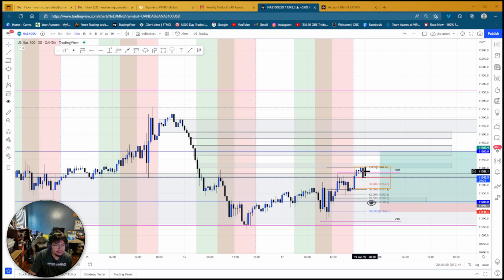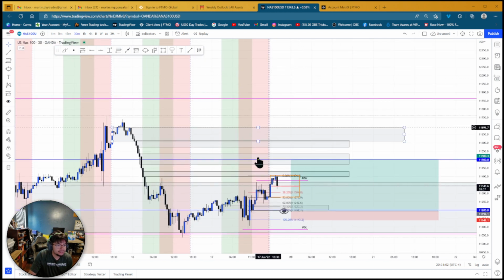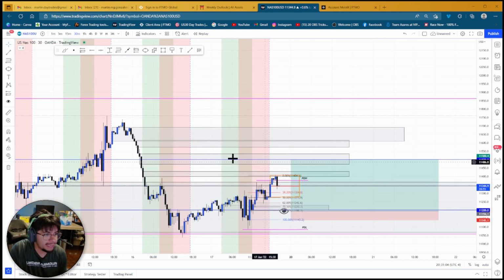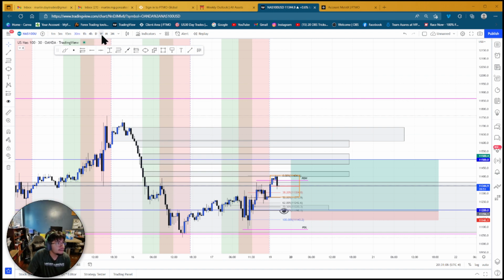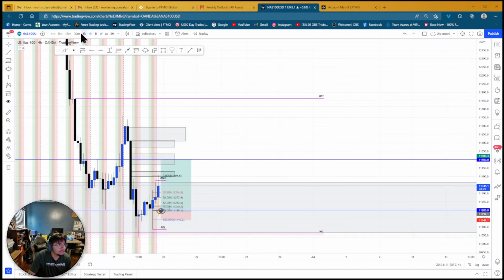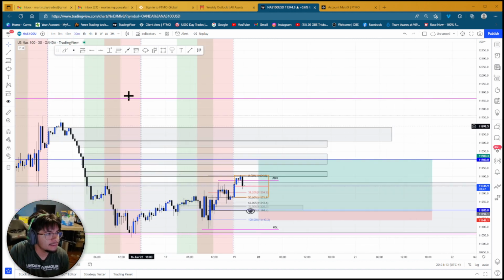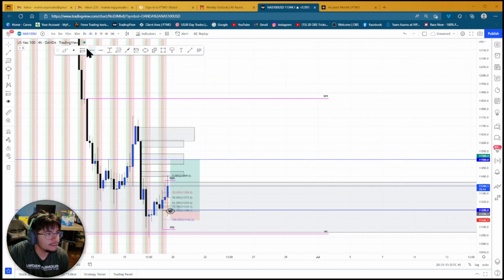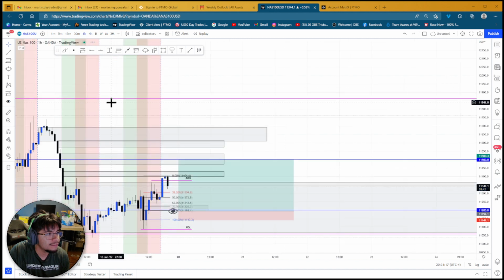If price comes back up, this might be a good area to short for this entry, but this is going to be the long to go higher. These are our fair value gaps that we had drawn out a little earlier on the weekly. I think it was the daily, 4 hour, no, 30 minute, 4 hour, hour. Yeah, it's the hour chart.